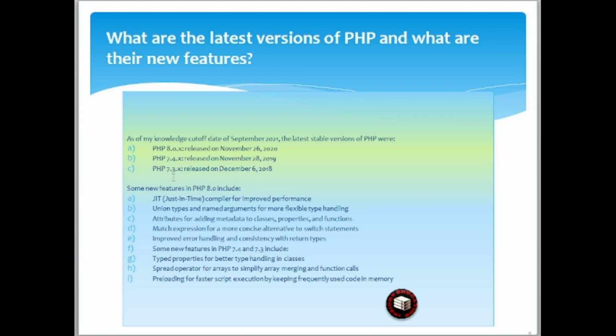Some new features in PHP 7.4 and 7.3 include typed properties for better type handling in classes, spread operator for arrays to simplify array merging and function calls, and preloading for fast script execution by keeping frequently used code in memory.